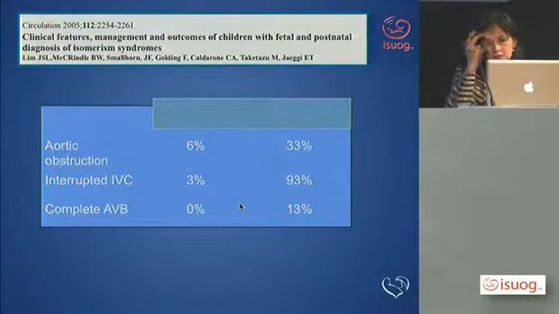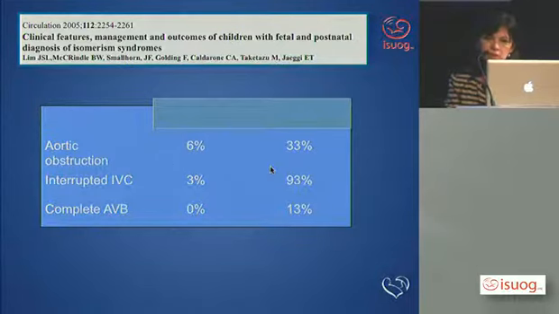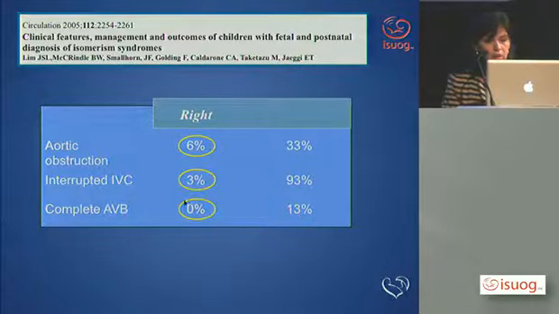Now, there are other lesions, some of them affecting more the left side, like aortic interruption, not as common as the first ones I described, but aortic obstruction in about a third of cases of left isomerism. Interrupted IVC in the vast majority of cases, and heart block or conduction abnormalities. Why do we have conduction abnormalities? Well, the sinus node is a right-sided structure, and if we don't have a sinus node, the rhythm is usually an atrial rhythm or junctional rhythm and can go into complete AV block. So although they are seen in left isomerism, they can occur as well, but to a lesser extent, in right isomerism.